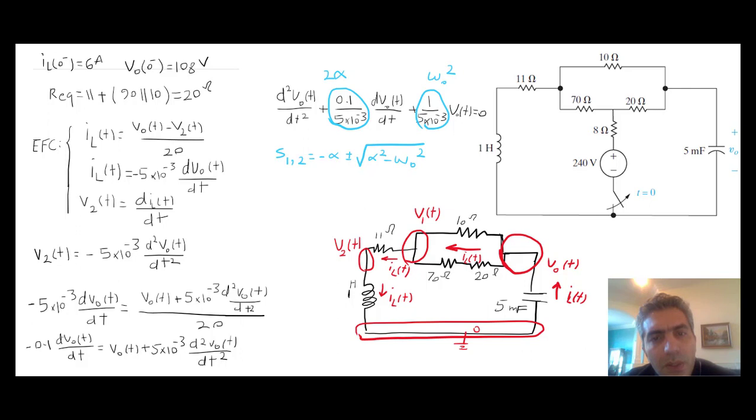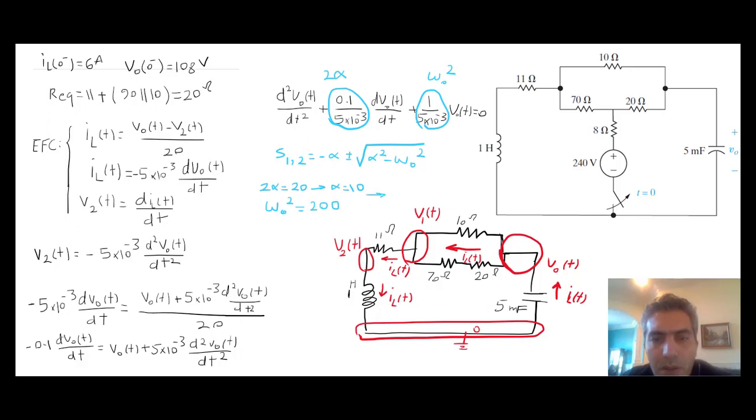Now let's do this. So 10 to the 3 goes up there, 10 to the 2 divided by 5, so that's 20. So 2 alpha is 20, therefore my alpha is 10. That's good. And this is 10 to the 3 divided by 5, that's 200. So omega 0 to the power of 2 is 200.